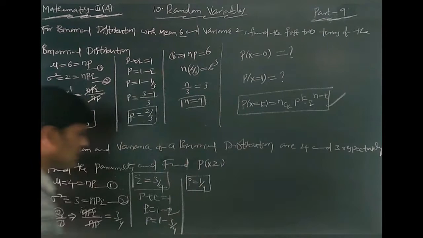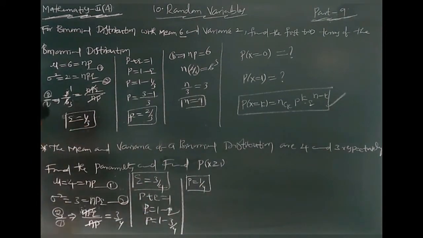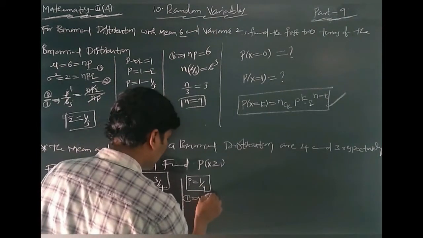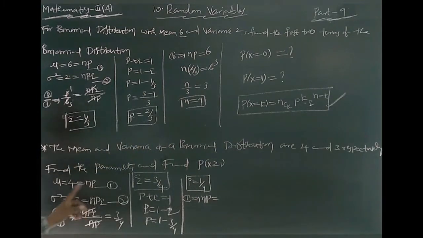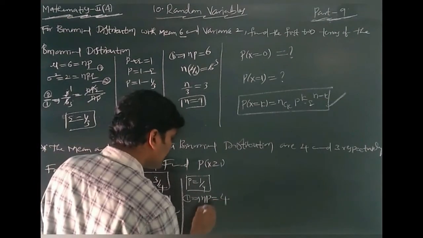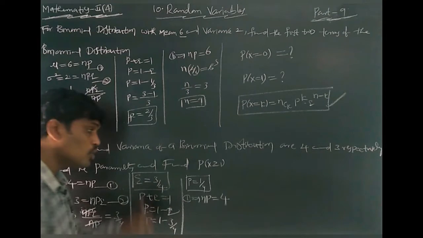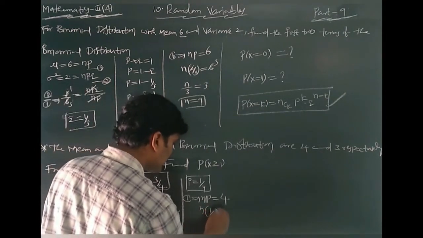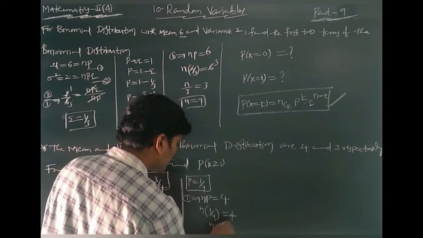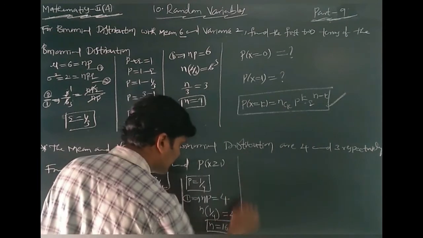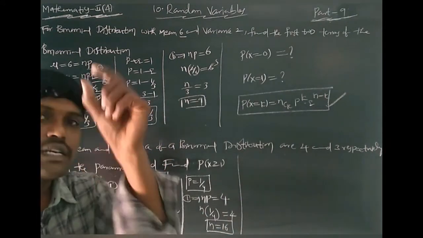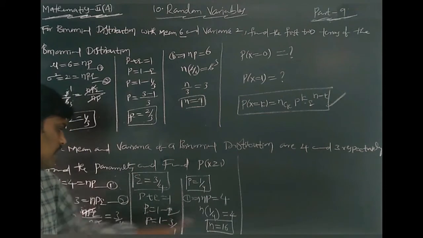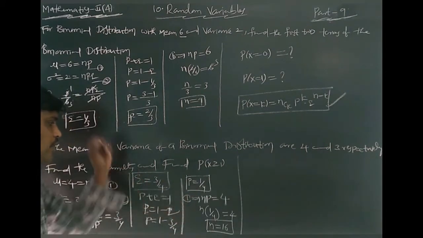P value must also be completed. Q value is 3 by 4. Now, what is NP? NP is equal to 4. What is the value of n? You don't know n, but you know that n into 1 by 4 is equal to 4, then n is equal to 4 into 4, which is 16. The n value is also completed. Therefore, the parameters are: n value is 16, p value is 1 by 4, and q value is 3 by 4.